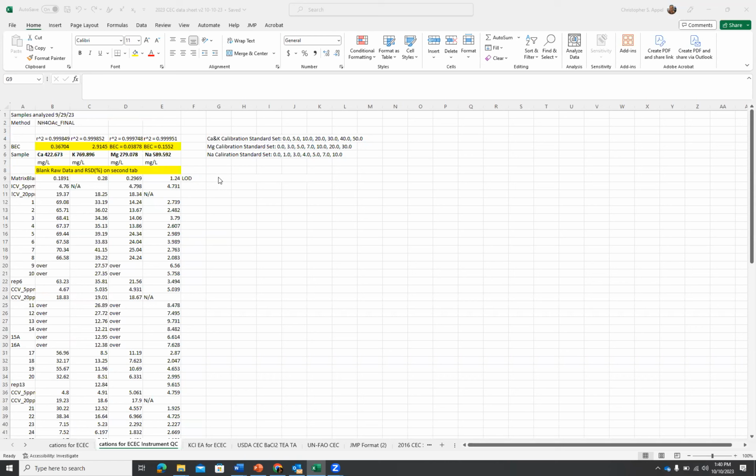Okay, you remember the formula? Yeah, so we're calculating limit of detection, right? It's just the background equivalent concentration, which is up here, times 3, times the relative standard deviation, which is right here, divided by 100. And then you can just fill it across.